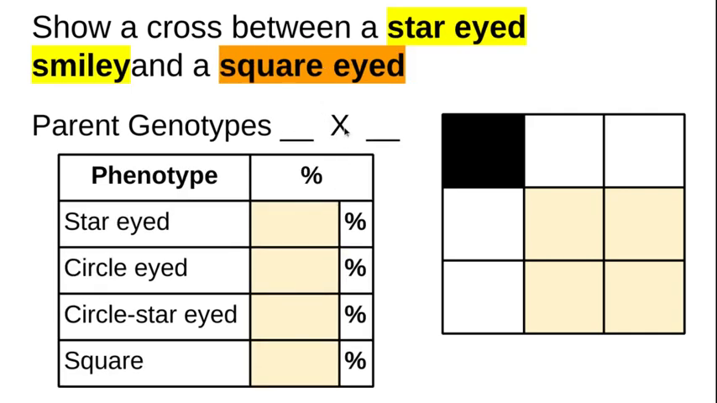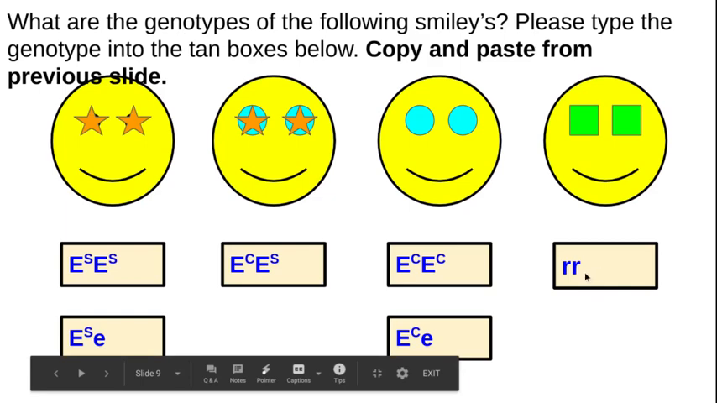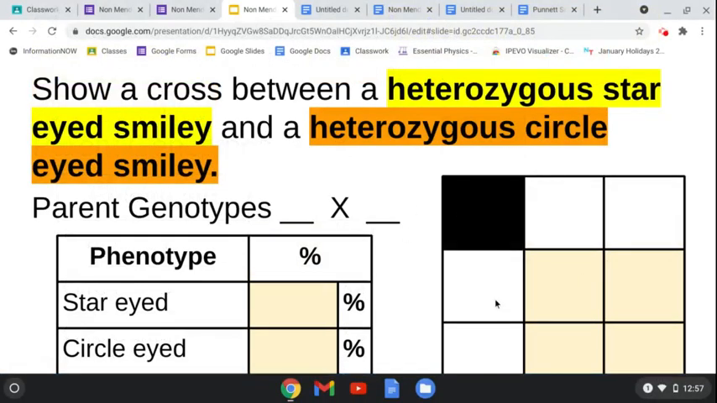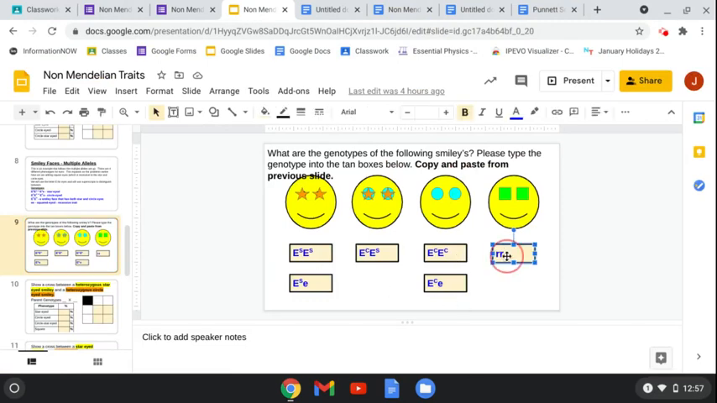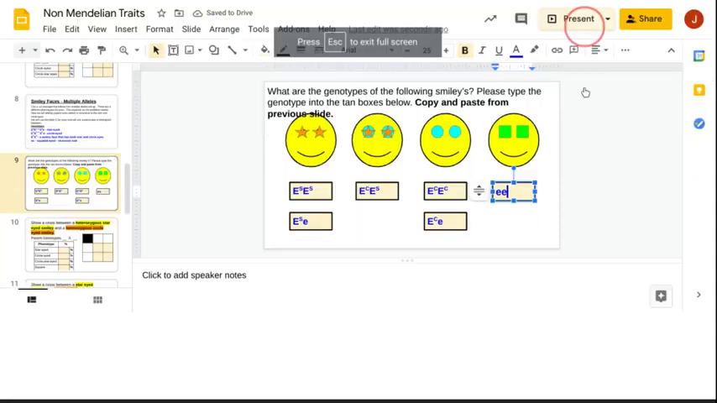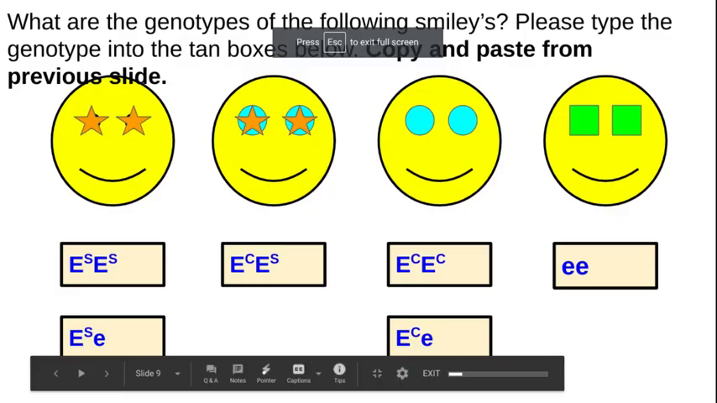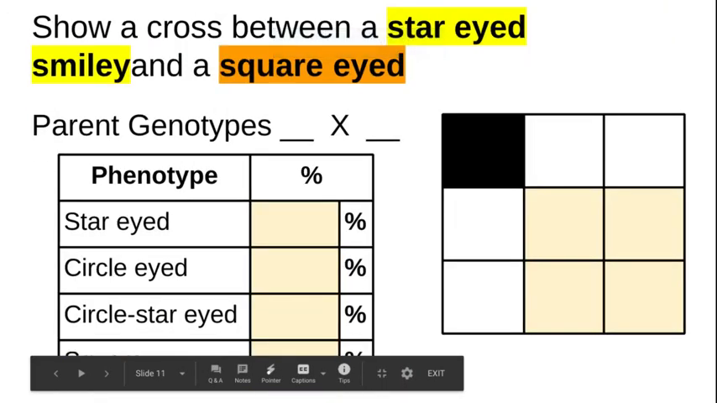Star-eyed and square-eyed. I do want to point out square-eyed, this is a typo, which I need to fix. That actually should say little e, not 2 R's. There we go. Little e for eye, which means square-eyed is going to be your recessive eye shape. And I have 2 problems with that.